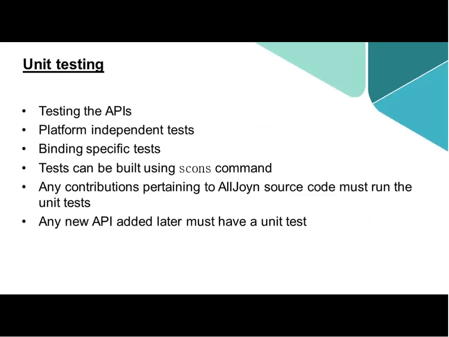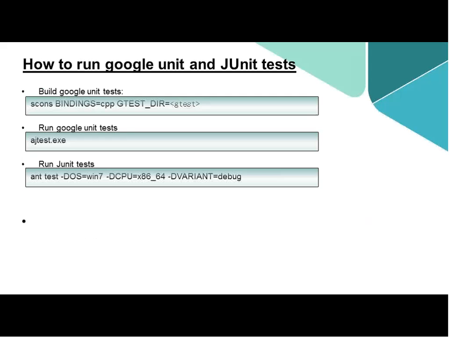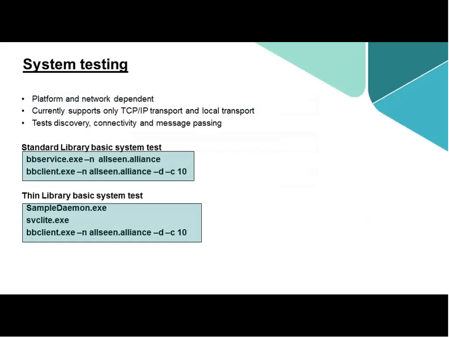Okay, so running the unit test should give you some amount of confidence with respect to the API testing, but we need to do some kind of system testing as well, because AllJoyn is basically a network based software. It's a distributed system software, so we need to run some tests between device to device so that we can see how AllJoyn functions. The basic aim of system testing is to ensure that we test the key features of discovery, connectivity, and message passing.